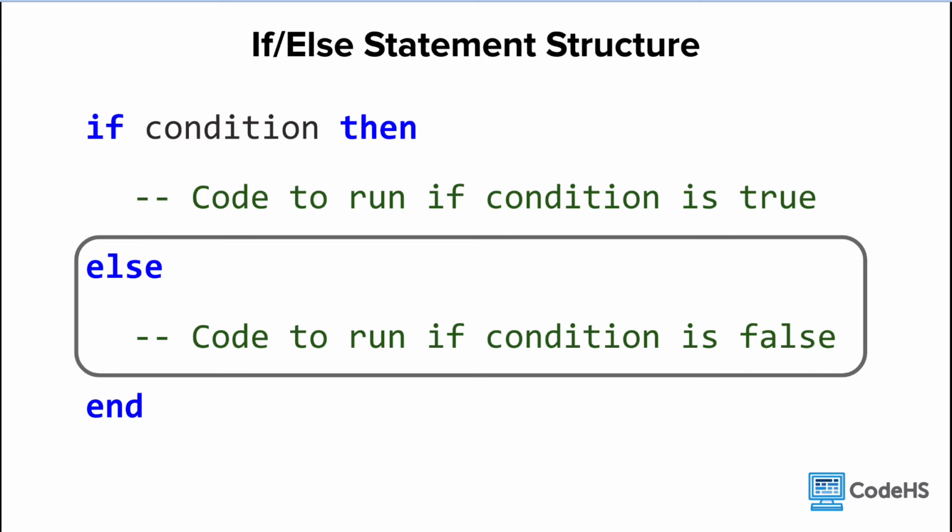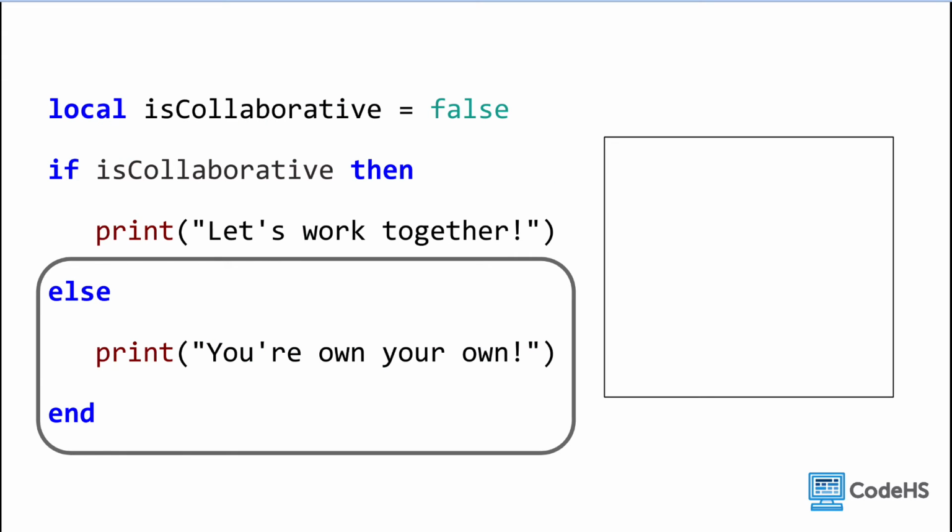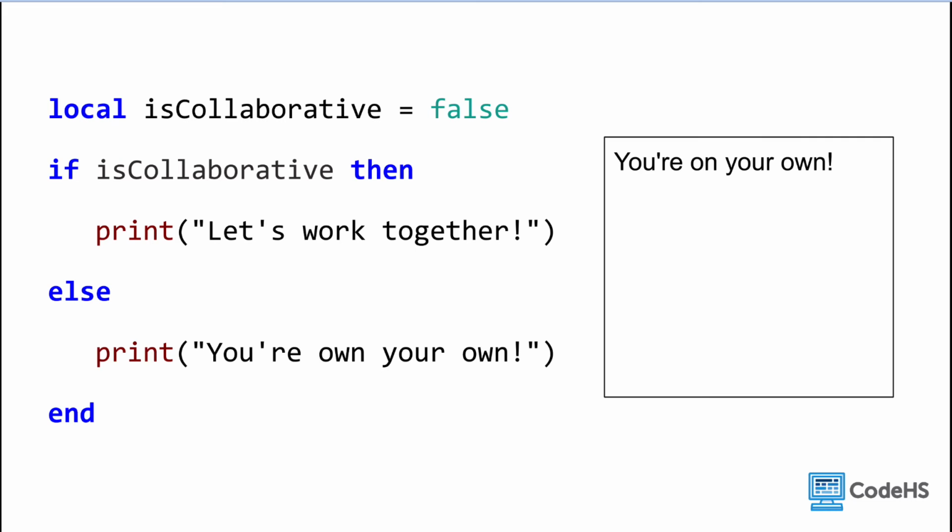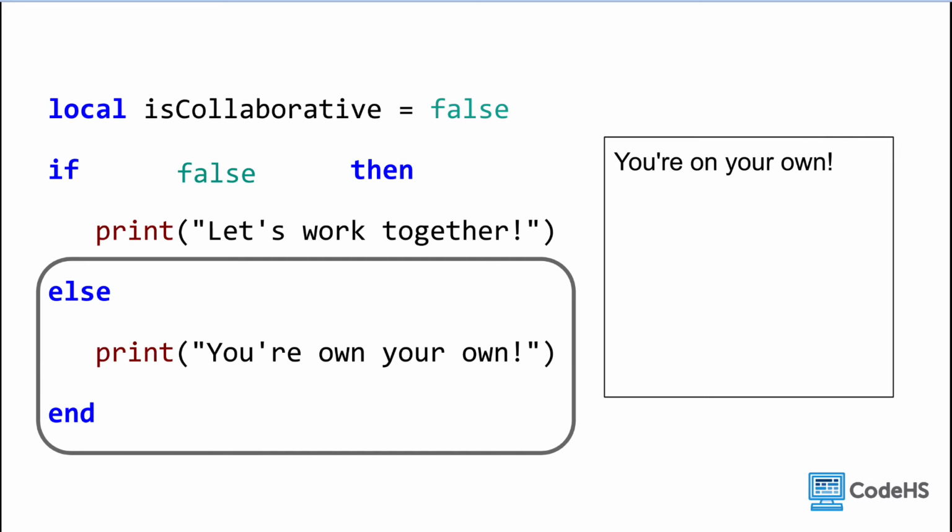condition is false. Going back to our isCollaborative program, you can see that we've added an else portion to our if statement. Now, if the isCollaborative condition is false, we print a different message to the console. So now when we run our program, we see "You're on your own" printed to the console. Our condition is false, so we run this portion of the code in the else segment.